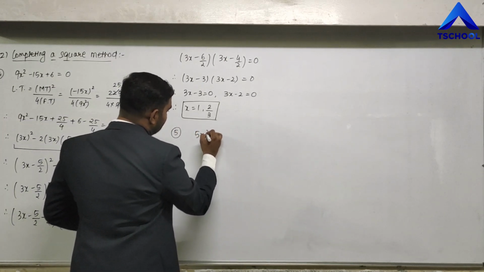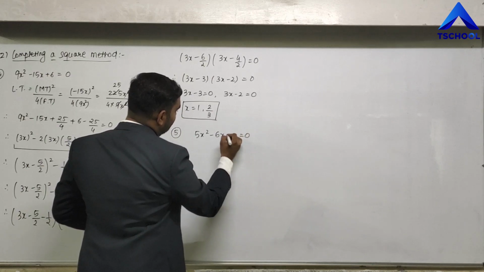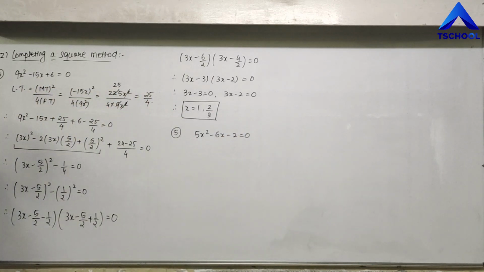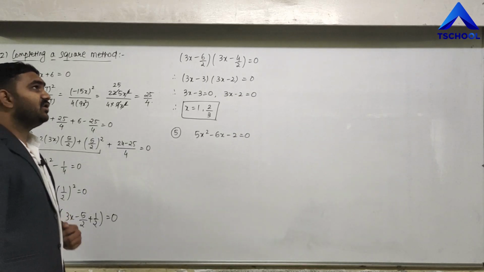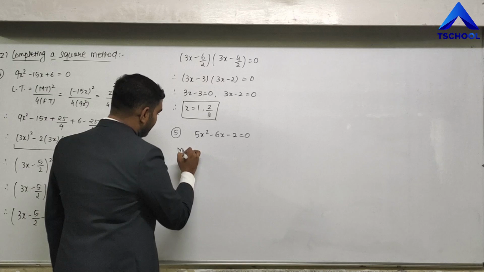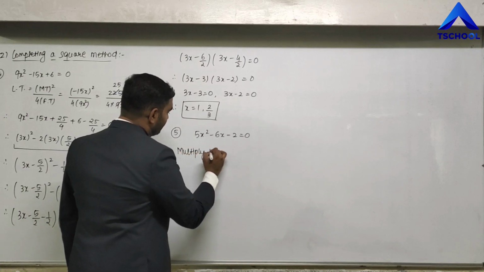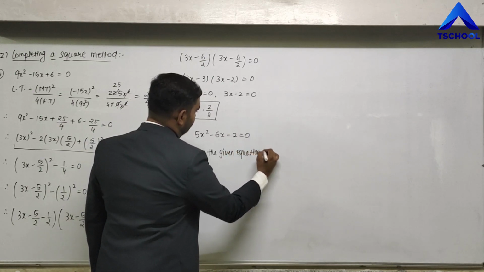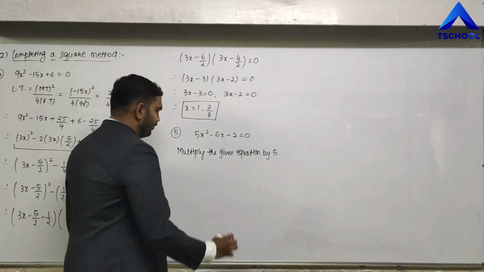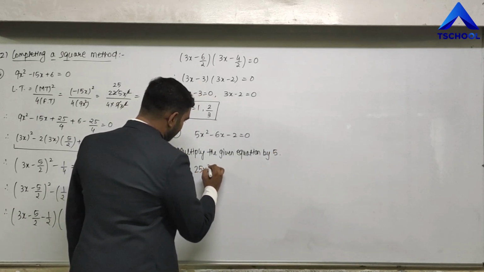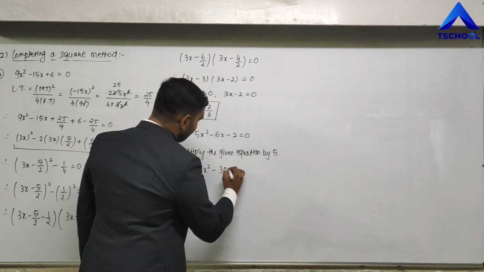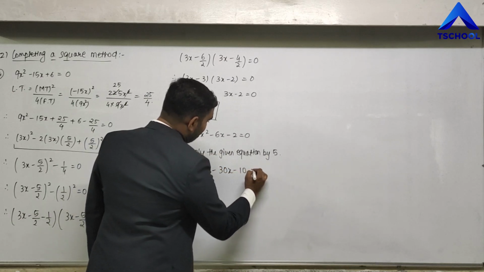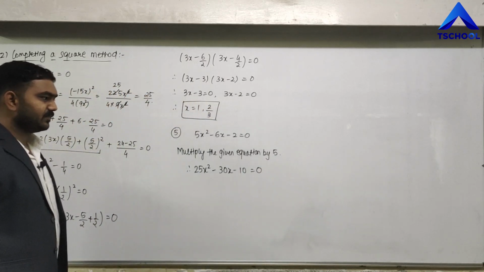I am having an equation that is 5x square minus 6x minus 2 is equal to 0. Again we shall check for the first term. Here, is the first term a perfect square? No, the first term is not a perfect square. So multiply the given equation by 5. Therefore we get 25x square minus 6 into 5, 30x, minus 5 into 2, 10, is equal to 0, right?